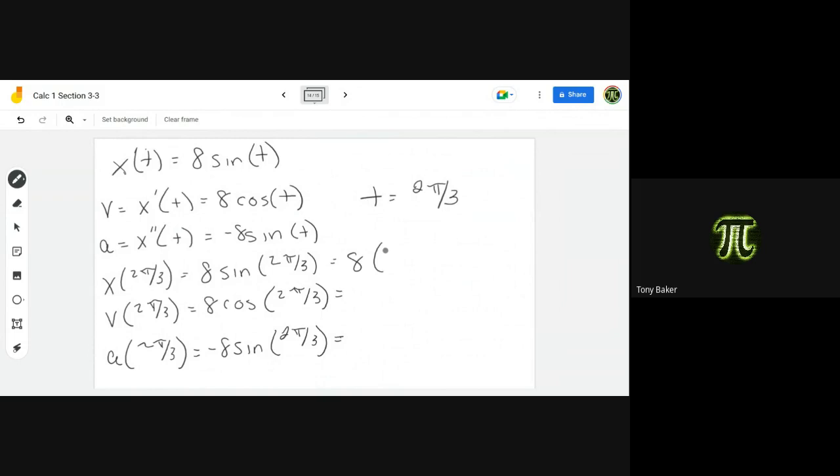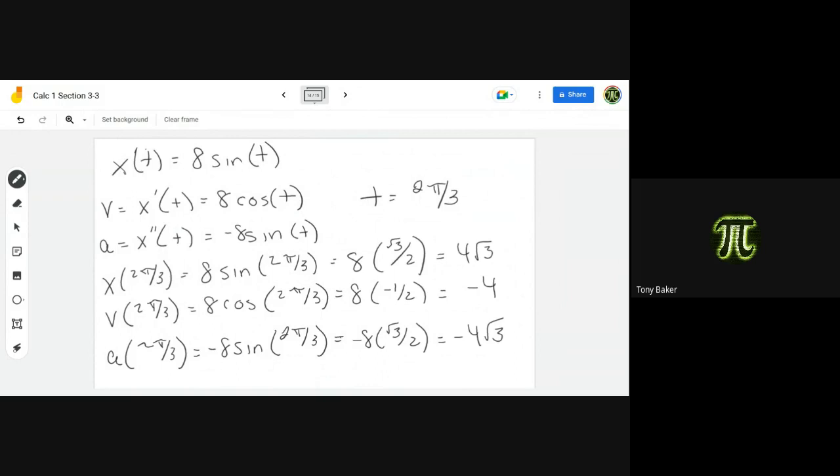I got negative 8. Okay, hold on. What is it? Square root of 3 over 2, right? And then 1/2. So this ends up being 4 square root of 3. And cosine of 2 pi over 3 is -1/2. So that's -4. And then -8 square root of 3 over 2 is -4 square root of 3.